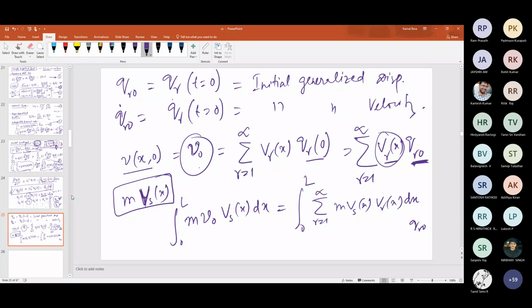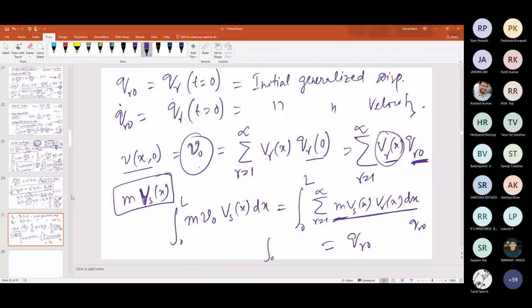So now again, if you invoke the orthogonality condition, when r equals s, then only it is 1, otherwise it is 0. So I can write Q_r0 equals nothing but integral of 0 to L of m v0 into V_r(x) dx, because s equals r. In that condition, this quantity will be 1, and I have found the initial displacement. Similarly, I can find out the initial velocity in the modal coordinate or generalized coordinate.